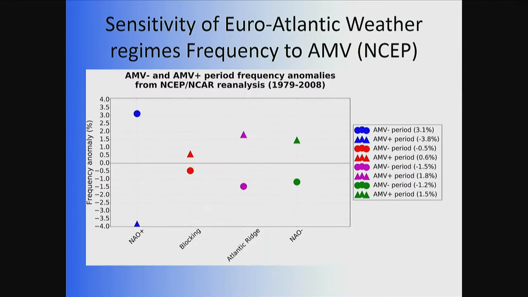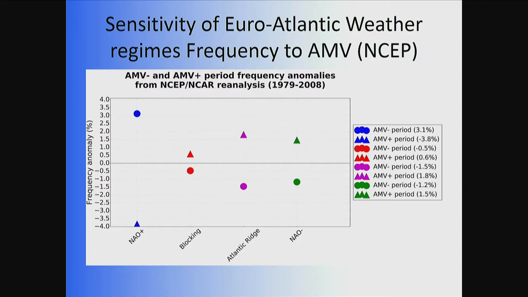Okay, so now the result for observation. When you take the observation, stratify it, and look at how the frequency of the regimes varies according to the AMV, one finds essentially what has already been found by Peings and Magnusdottir. The triangles are AMV plus and the dots are AMV minus. All the regimes, excluding the NAO plus, increase their frequency during AMV plus, and the other way around for NAO plus. This is what we found in the reanalysis.